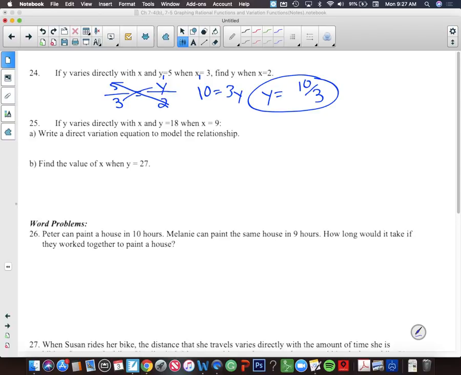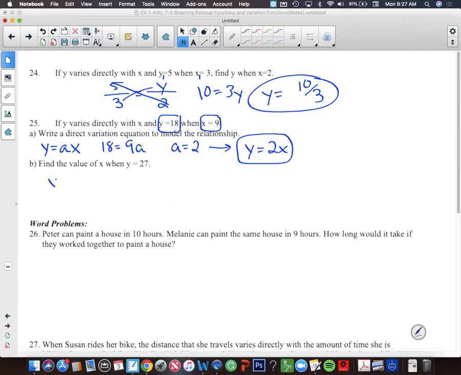Okay, so now to 25, we're going to write an equation. We have to find that equation. So we got y equals 18 and x equals 9. We only got two things. So we're going to be using y equals ax. So we do have a y and an x to plug in. Let's plug it in. All right, so a times 9, so let's write 9a. Divide by the 9, we get a equals 2. So then we need to plug that back into our equation. Y equals 2x.